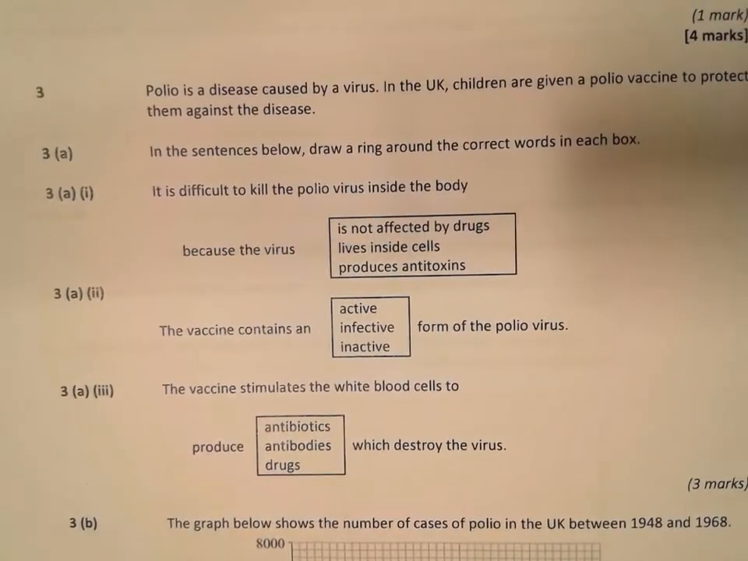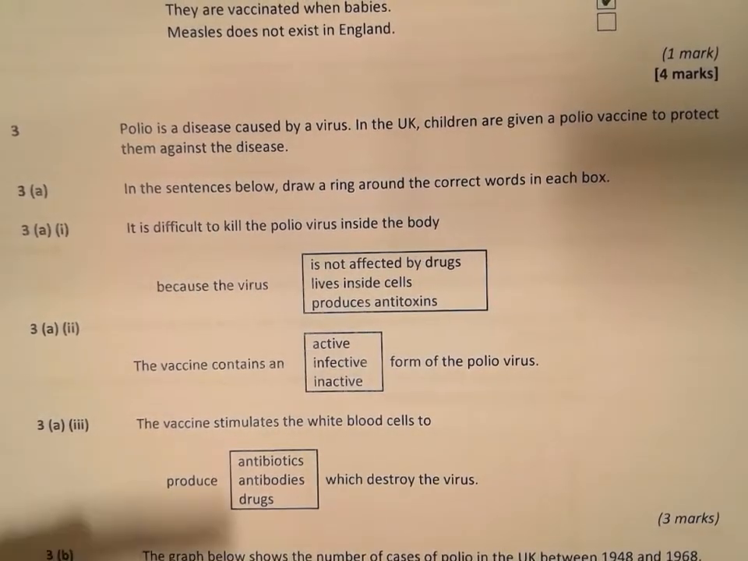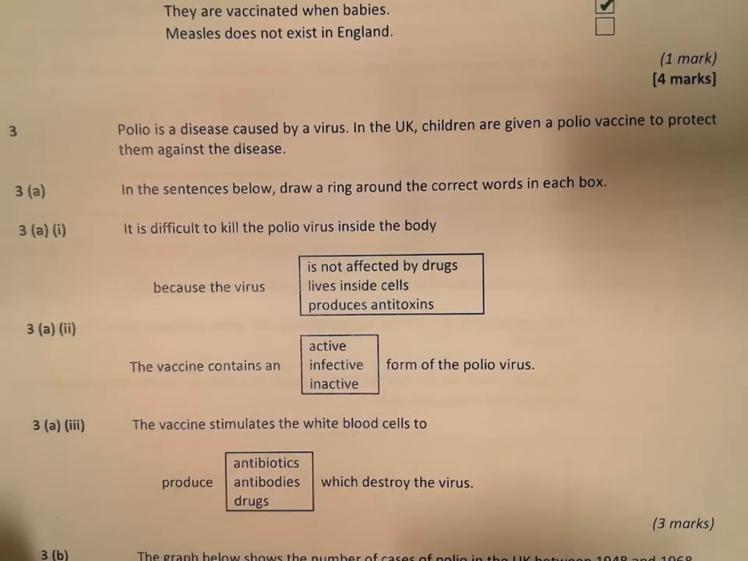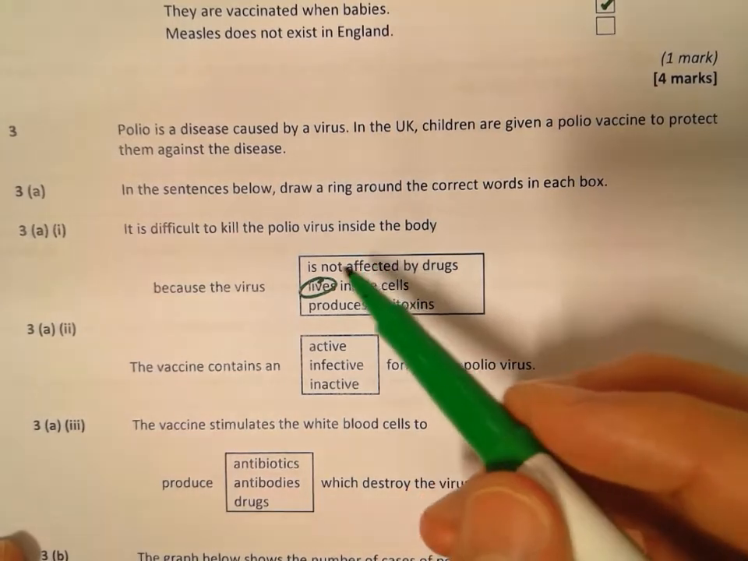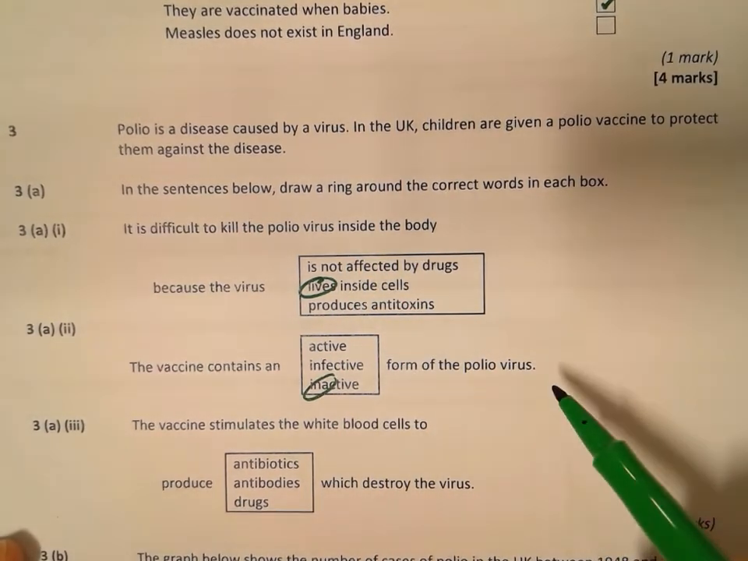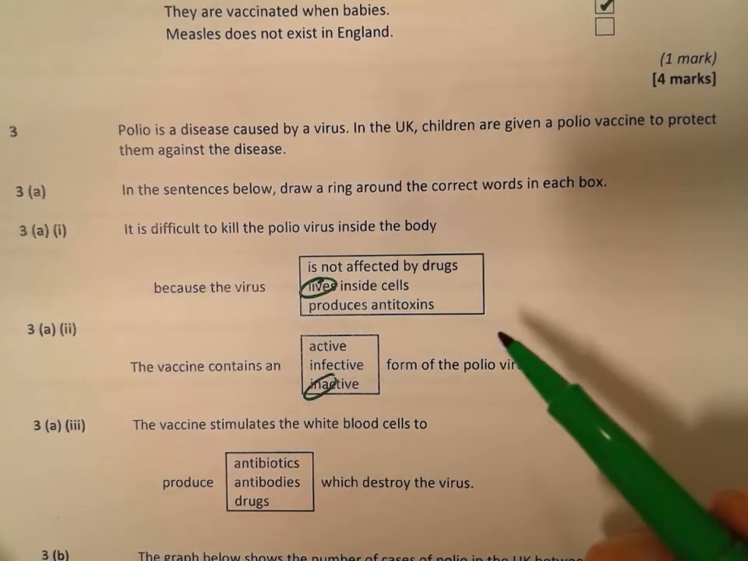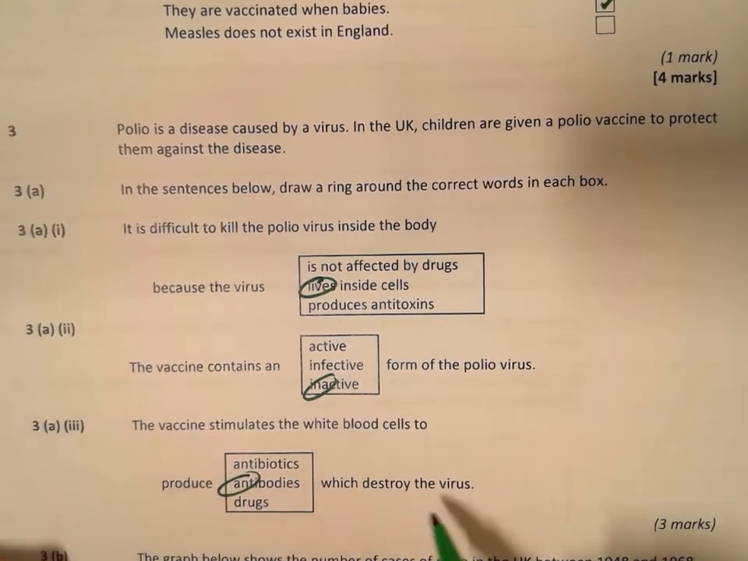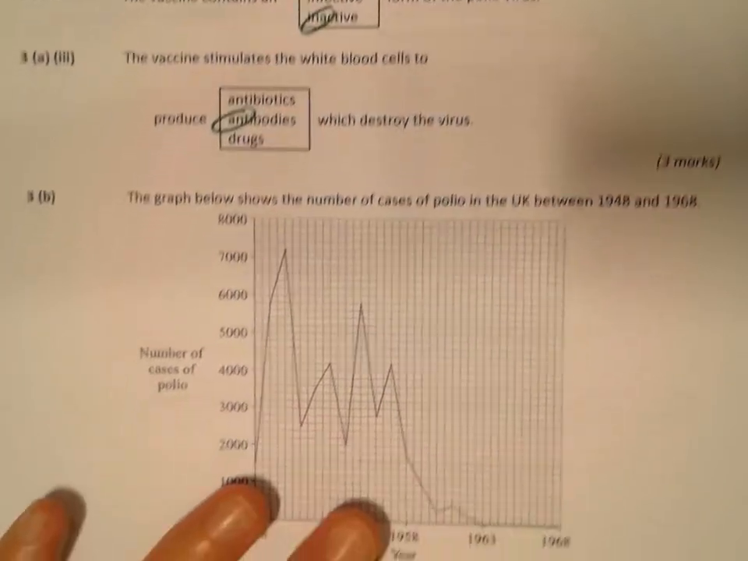Okay, question 3, let's fire through this one. So polio, it's caused by a virus. Children are given the vaccine to protect them against this. It's difficult to kill the polio virus inside the body because it lives inside cells, as all viruses do. Vaccines contain inactive forms of the polio virus, and the point in giving somebody these inactive forms is that their body is able to produce antibodies to destroy the virus, and then it remembers how to make those antibodies for the next time it encounters the polio virus, and obviously that's a good thing because you can destroy the polio virus very, very quickly the second time.